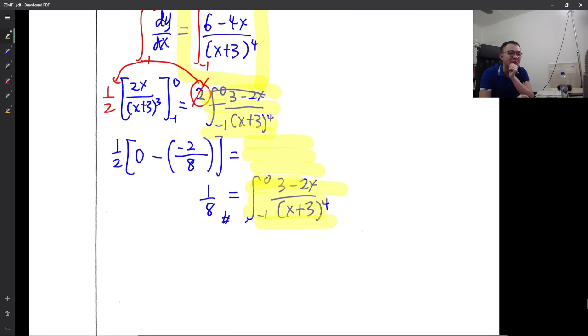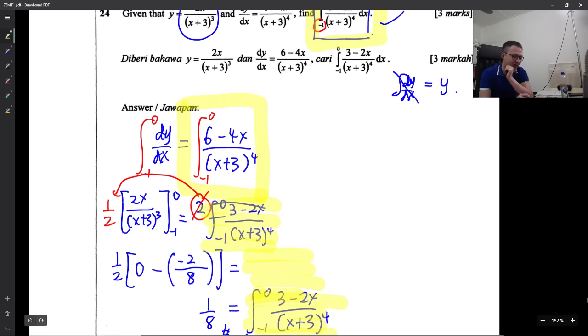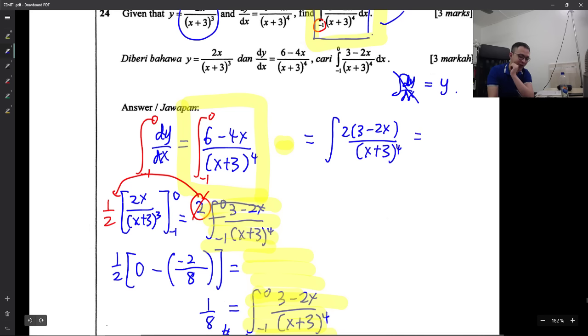Where is the 2 come from? The 2 is actually I factorized out myself. Supposedly you have no idea where the 2 comes from, you can actually do something like 3 minus 2x over x plus 3, power 4, right? And then the 2, I can take it out, right? Then I get 3 minus 2x over x plus 3 power 4.